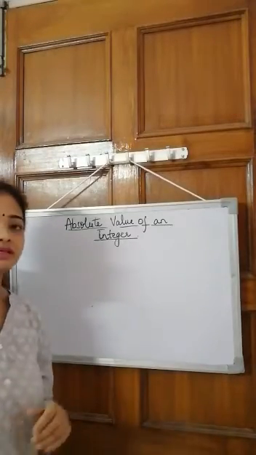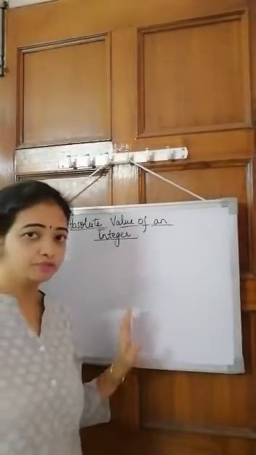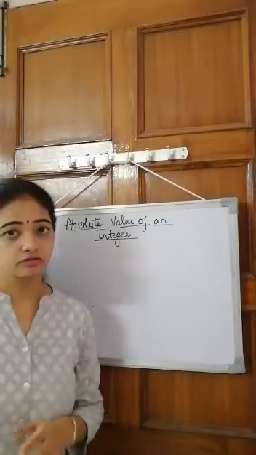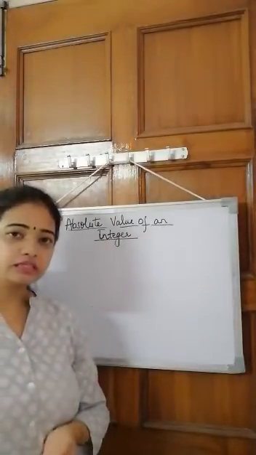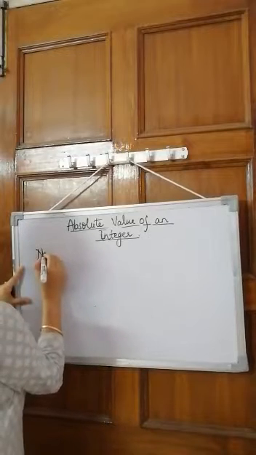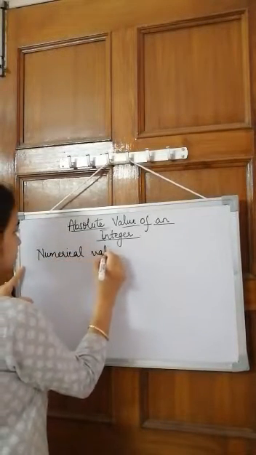Good morning, students. Let's continue with the same exercise 3.1 of the chapter Integers. So today we are going to study the absolute value of an integer. So what is the absolute value of an integer? The absolute value of an integer is its numerical value, regardless of its sign.